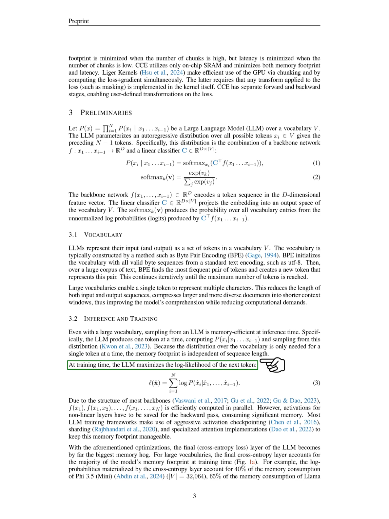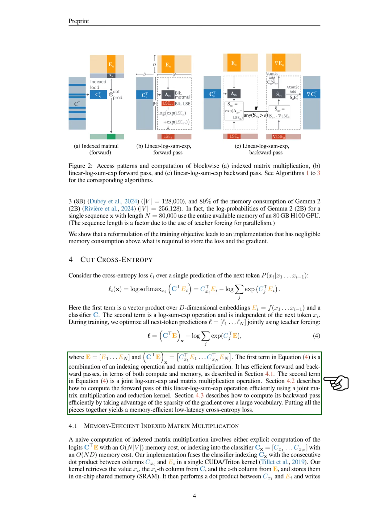Next, we consider the cross-entropy loss for predicting the next token. The first part involves a vector product of embeddings and a classifier, while the second part is a log-sum-exp operation that does not depend on the next token. During training, we optimize all predictions together using a method called teacher forcing. This approach allows us to efficiently compute both forward and backward passes, leading to a memory-efficient and low-latency cross-entropy loss.